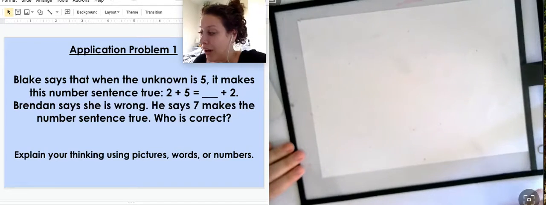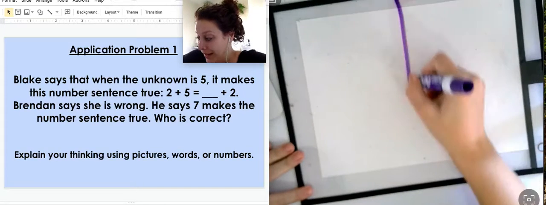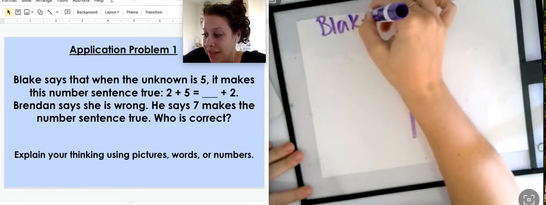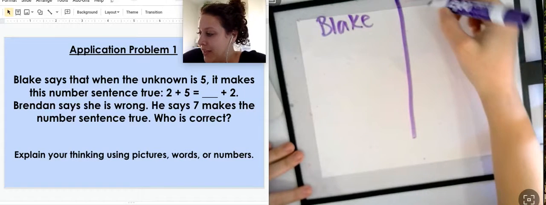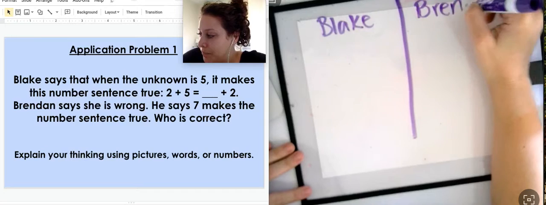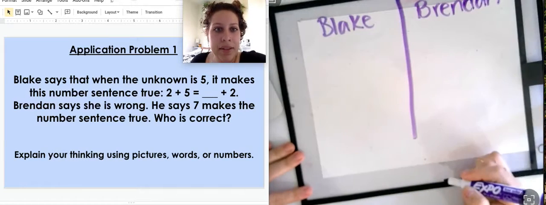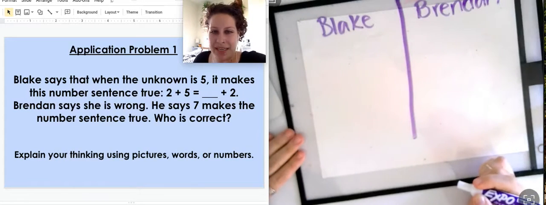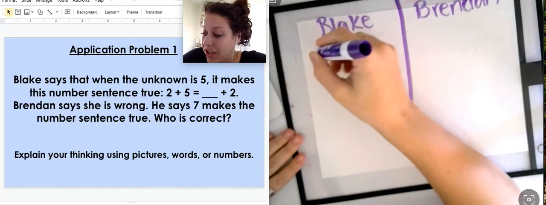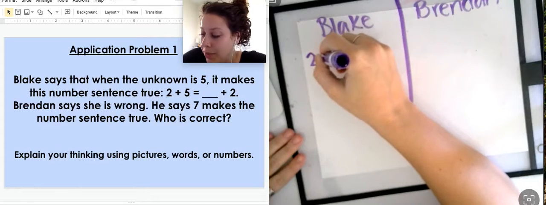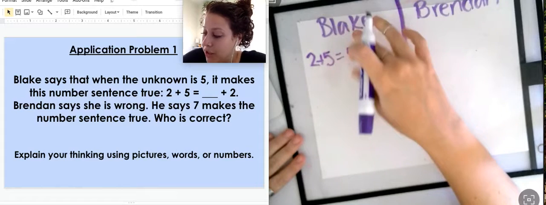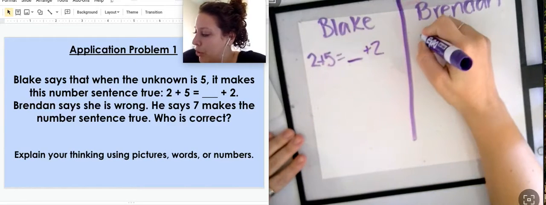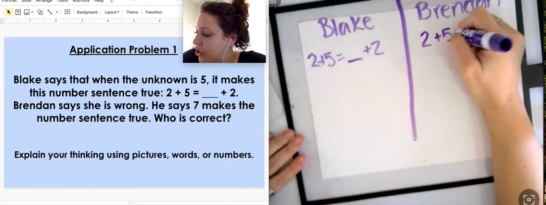So the first thing I have to figure out, the first thing I'm going to do is draw a line down the middle. Because Blake thinks one thing and Brendan thinks something else. So I'm going to write Blake on one side and I'm going to write Brendan on the other side. Blake thinks that when the blank is 5, it makes it true. All right, so let's try solving that. So the number sentence says 2 plus 5 equals blank plus 2. I'm going to put that on Brendan's side too, because we're trying to figure out who's right.